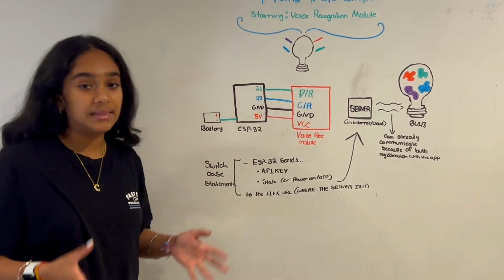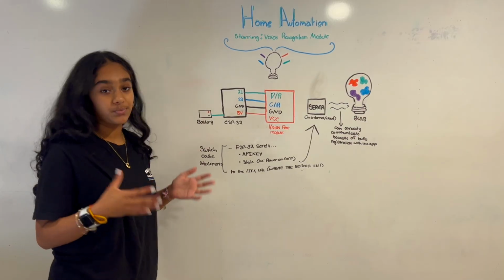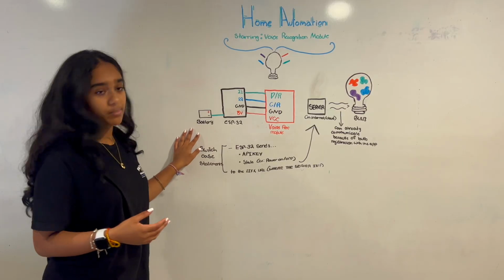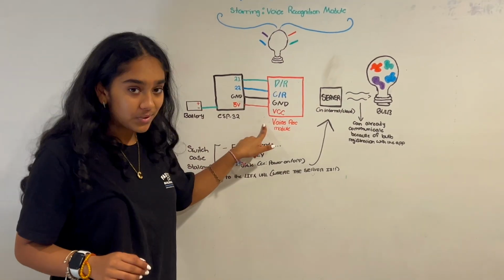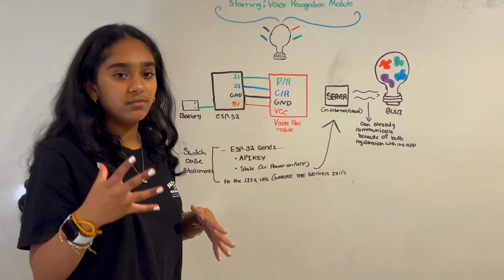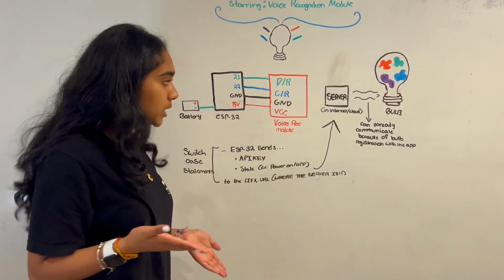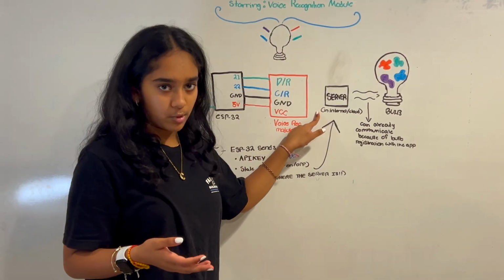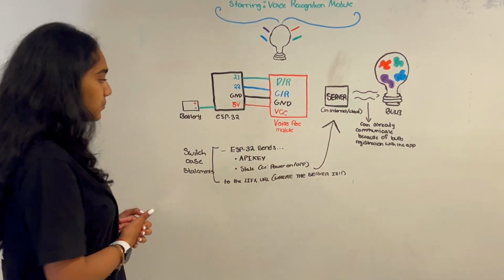Let's go over the layout of this entire project. I'm going to start by talking about some of the things we have. So first there's the battery, and then obviously the ESP32. We have the voice recognition module, and this is the new item that is used to make this entire project work. We have the server, and I'll talk more about that, and then obviously the bulb.